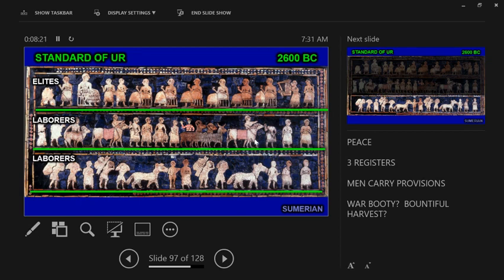All right. So the men are carrying provisions, and art historians are wondering if this is war booty or possibly a bountiful harvest. If it's war booty, then this could be part two of the other side. So the other side was war. This side is peace, and after war comes peace. So it could be two parts of the same story, or it could be two different ideas. The yin and the yang. You can't have one without the other.